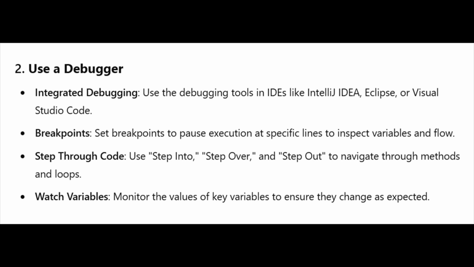2. Use a debugger. Integrated debugging: use the debugging tools in IDEs like IntelliJ IDEA, Eclipse, or Visual Studio Code. Breakpoints: set breakpoints to pause execution at specific lines to inspect variables and flow. Step through code: use step into, step over, and step out to navigate through methods and loops. Watch variables: monitor the values of key variables to ensure they change as expected.